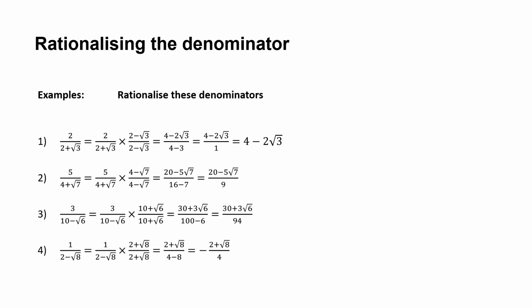The last one I have here is 1 divided by 2 minus root 8. So that 2 minus root 8, I want to rewrite as 2 plus root 8 and multiply the top and the bottom by that. So doing that, I get 2 plus root 8 over 4 minus 8, and that's going to give me minus 2 plus root 8 over 4.